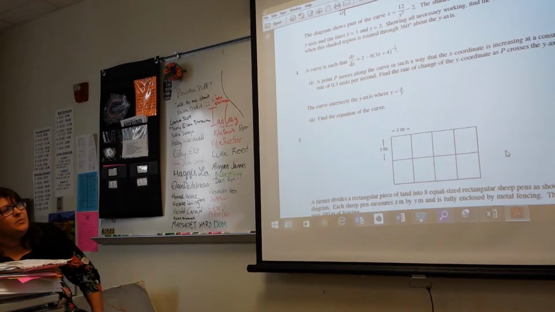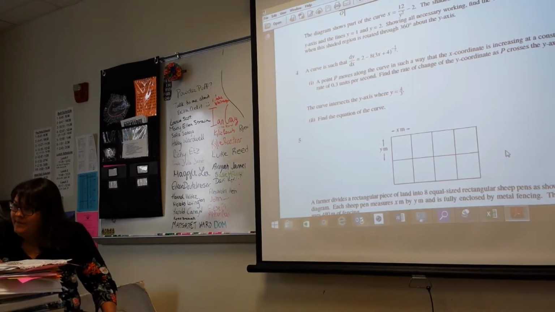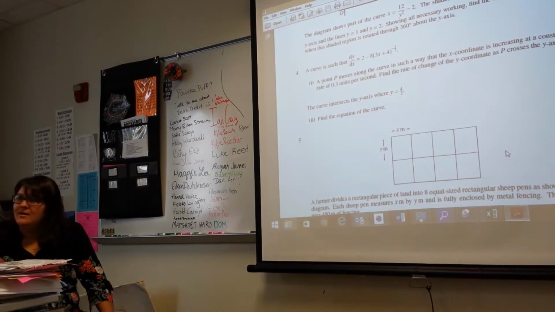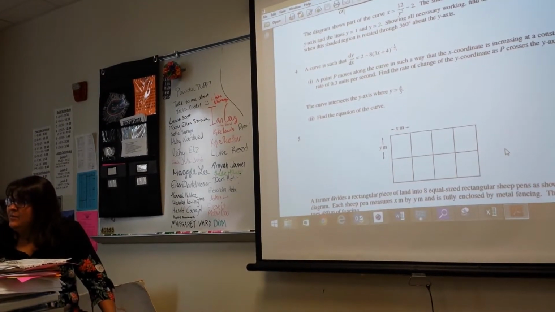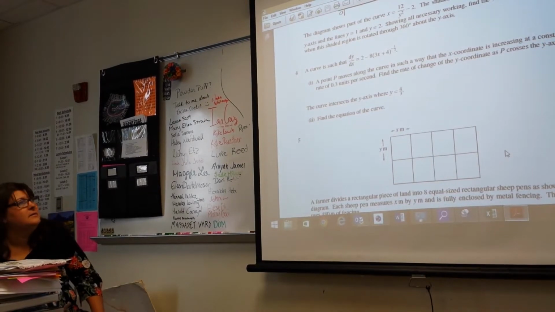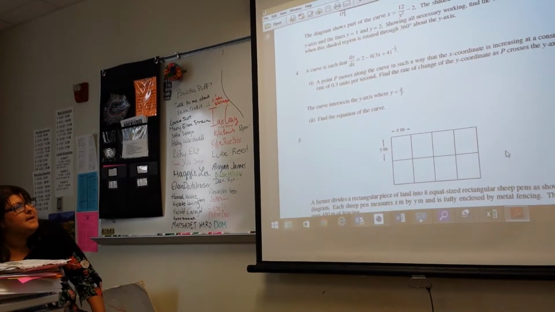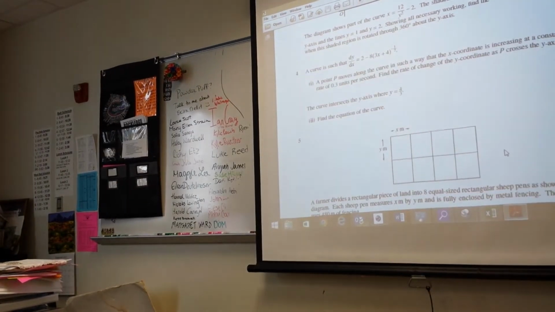A point P moves along the curve in such a way that the x-coordinate is increasing at a constant rate. They're already giving you the derivative. It's not in terms of t, but you just put it in terms of t. So it's one less step that you have to do. But it is a given equation. So it's dx over dt. Let's break it down, and then you just clean it up.